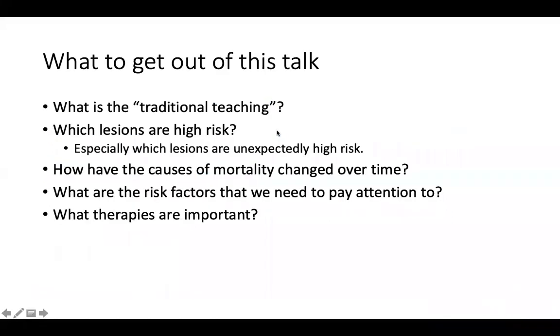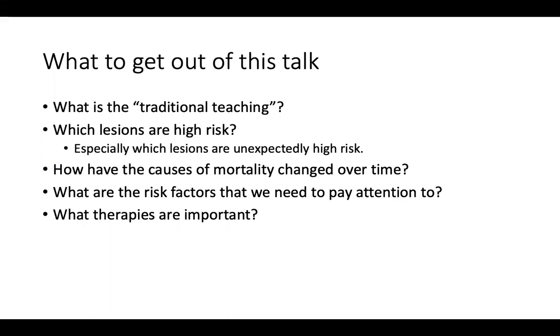So here's what I want people to get out of this talk. First of all, what is the traditional teaching? There's a lot of reasons to hold that in the back of your head. And then which lesions are high risk? Some of that is about which lesions are unexpectedly high risk, because as you start to put together in your head an idea of which congenital heart disease lesions are worrisome in the adult world, some of them are ones that you wouldn't necessarily expect. We're going to go into that in a little bit of detail.